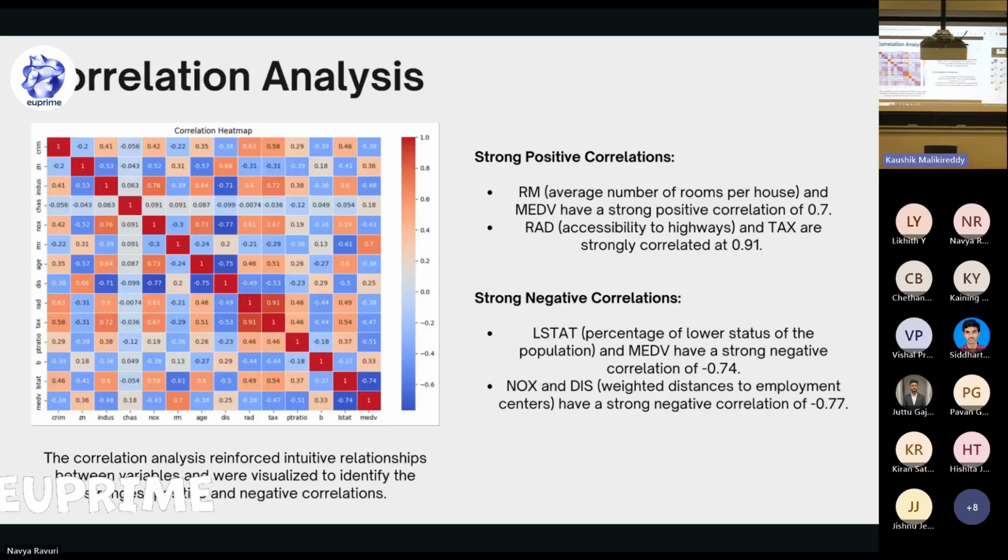And the negative correlations that I found were the most polluted areas, which were also correlated to the distance to the employment center. So the houses that were farther away from the employment centers have a lower pollution rate. And also the houses with a higher percentage of lower status population had lower median value homes.